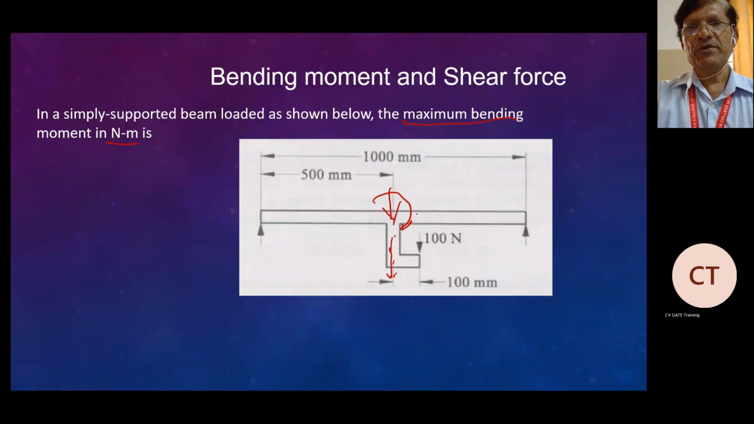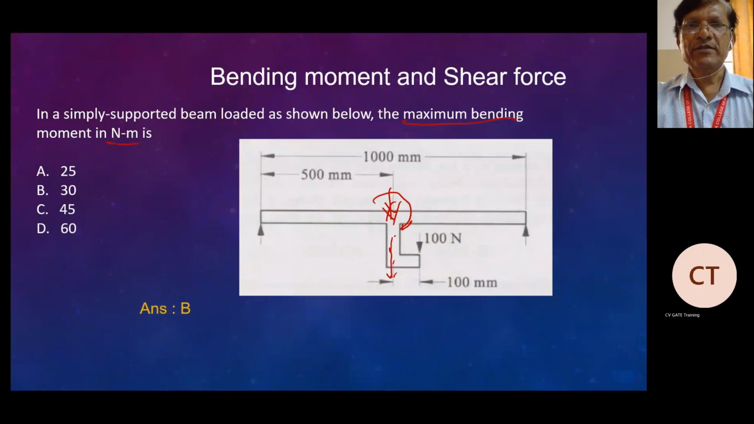So once you know the beam, it will be a simply supported beam. You can calculate the reactions. Once we calculate the reaction, the moment will be maximum at this point only. So that you can calculate. They have given different options. You can calculate and simplify that one. You will be getting this force. So B is the correct force.